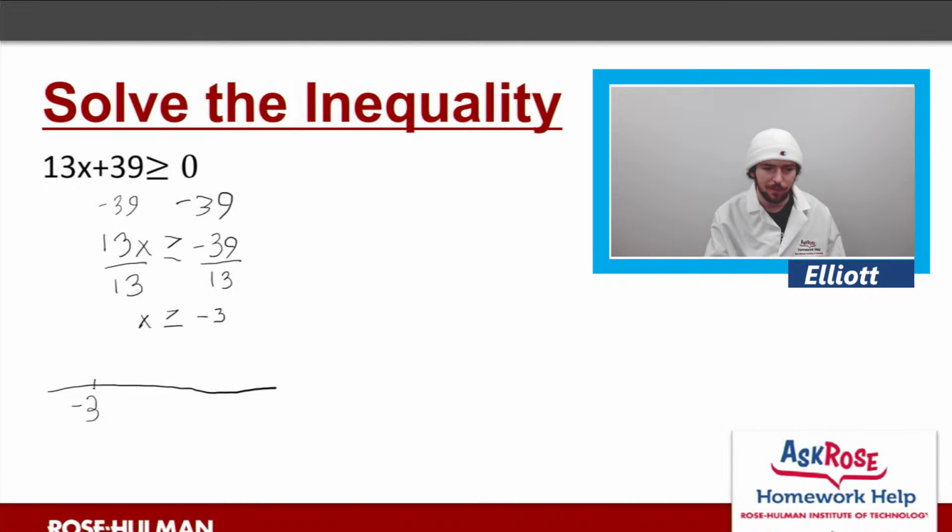That's a horrific line, but it's okay. Negative 2, negative 1, 0, 1, 2. Gets the idea across. So here we're basically going to be representing that our solution, since it's equal to, is at -3. We can go ahead and, I'm pretty sure I'm remembering this right, make it a full circle.